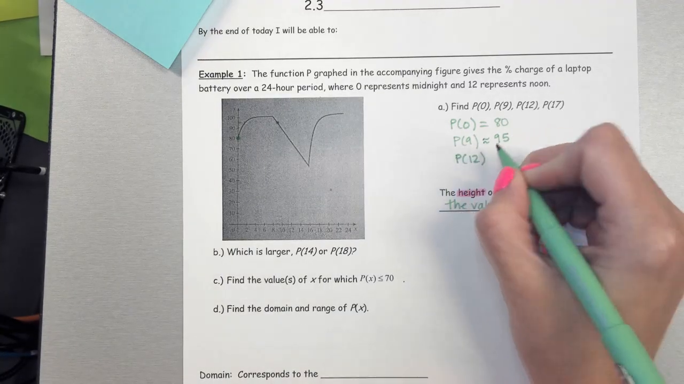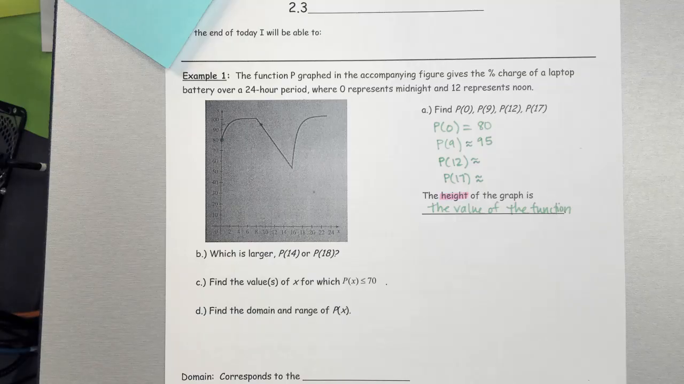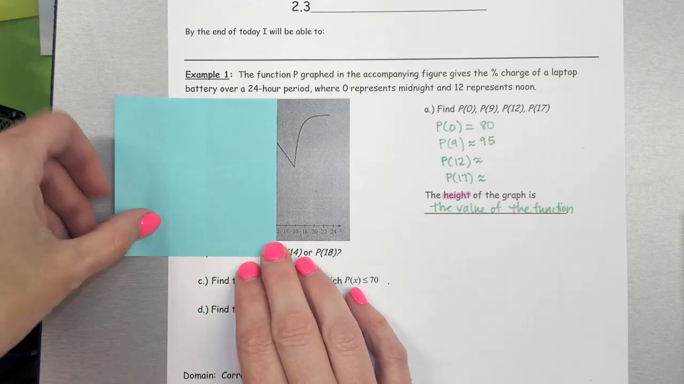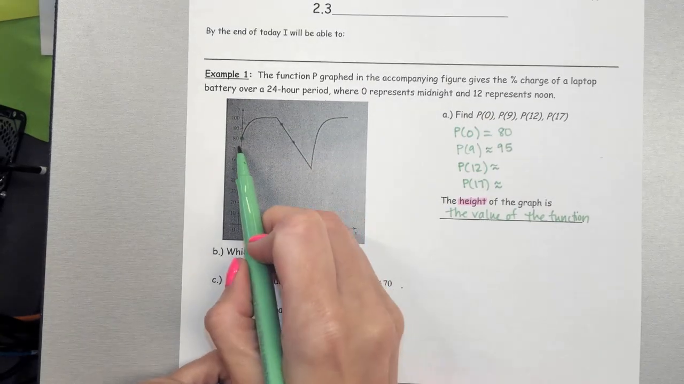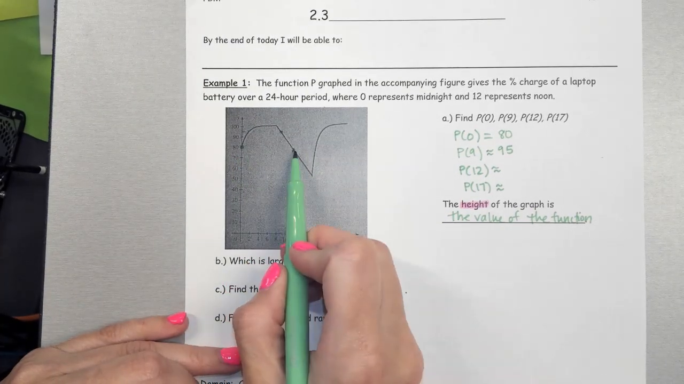And then I want you to approximate for P of 12 and P of 17. You can use a post-it, or if you grabbed a straight edge, that was to help you draw your lines. Okay, so P of 12 should be somewhere around 75.